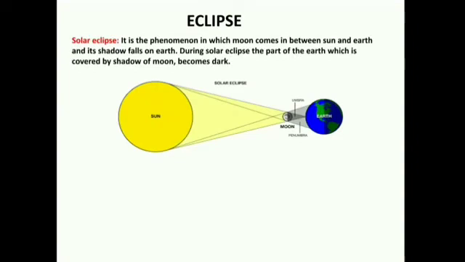First we'll go with the solar eclipse. It is the phenomenon in which the moon comes in between the sun and earth and its shadow falls on earth.